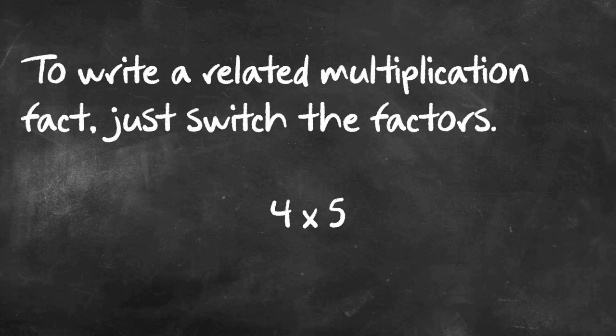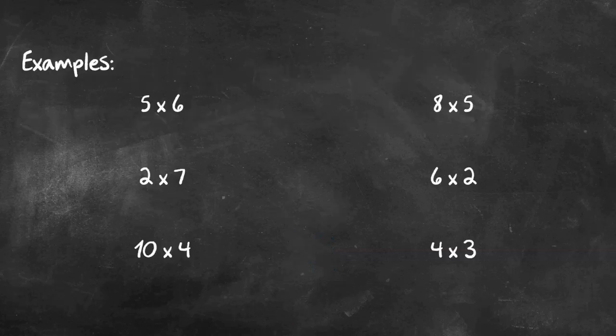So, to write a related multiplication fact, all we have to do is switch the factors. For example, I have this problem here, 4 times 5, and I want to write the related multiplication fact. So all I'm going to do is, in the place of the 4, I'm going to put the 5, and where the 5 was in our original problem, I'm going to put the 4. 4 times 5, and 5 times 4. So let's do a couple more examples together. We'll see how this works out.